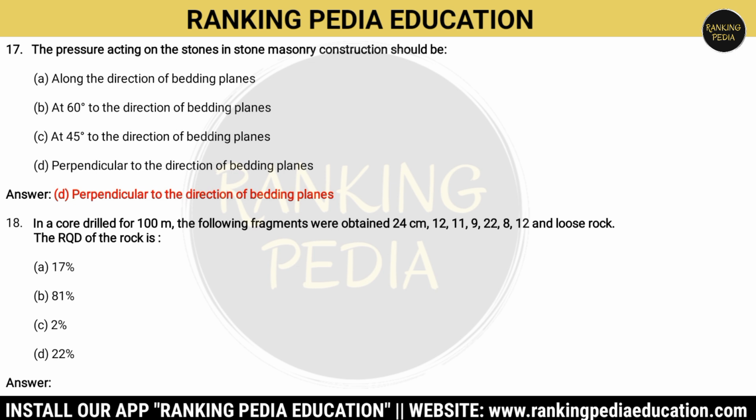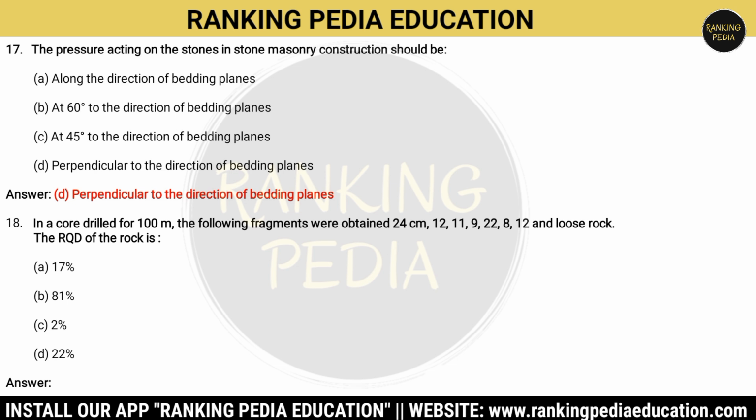Next question is, in a core drilled for 100 meter, the following fragments were obtained: 24 centimeter, 12, 11, 9, 22, 8, 12 and loose rock. The RQD of the rock is. So you have to answer this. Options are 17%, 81%, 2% and 22%. So which one of the following is correct?